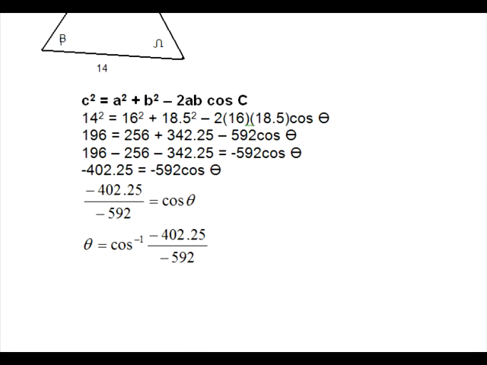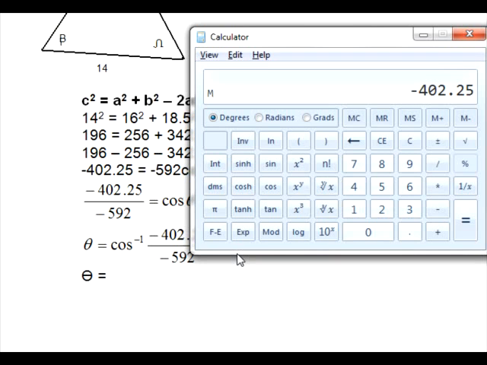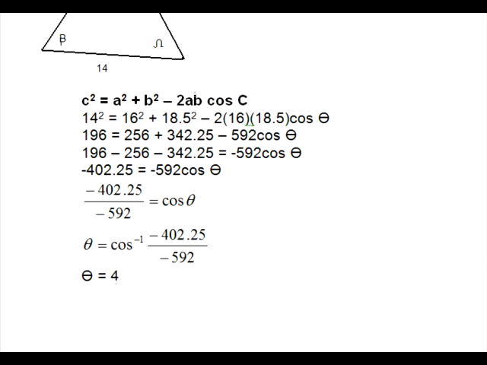Okay, great. And I'll say theta equals, I'll show one more time on the calculator how it works. Divided by 592, plus minus, equals, inverse cos, 47.2 degrees, what I got.